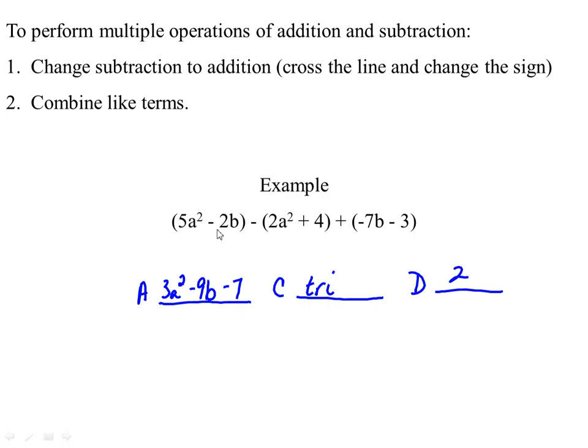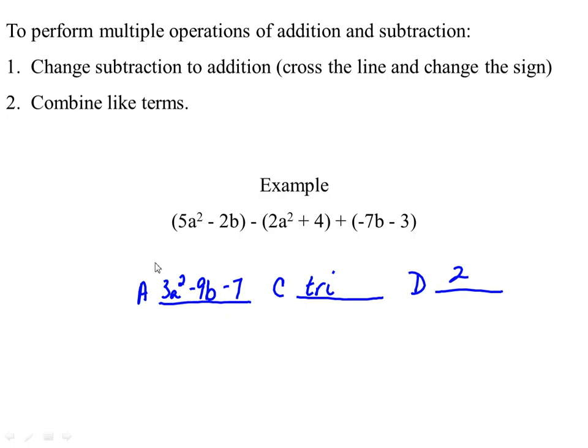So for this one, I have a 5a squared minus 2a squared, which is going to give me 3a squared. And then you have a negative 2b and a negative 7b, which is going to be negative 9b. Then you have a negative 4, because you have to distribute that negative through. So you have a negative 4 and a negative 3, which is negative 7.